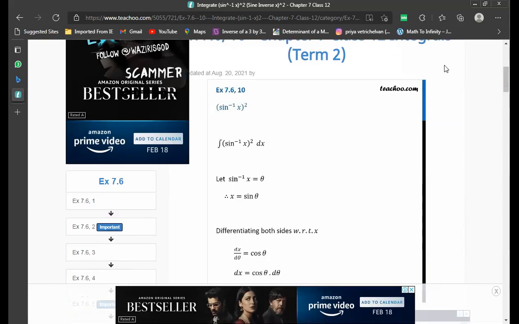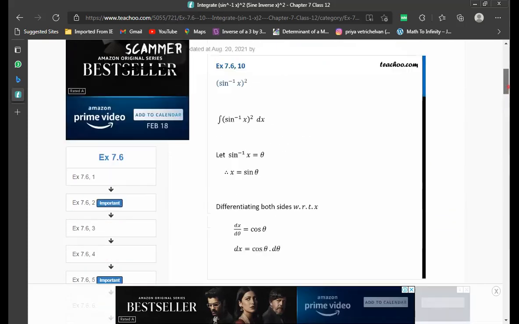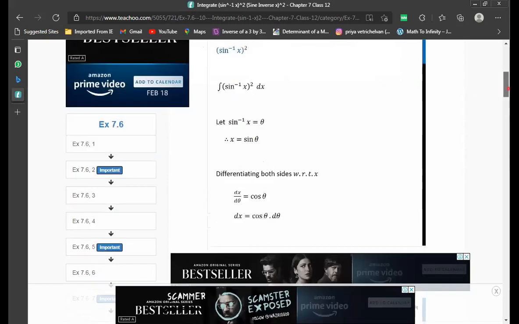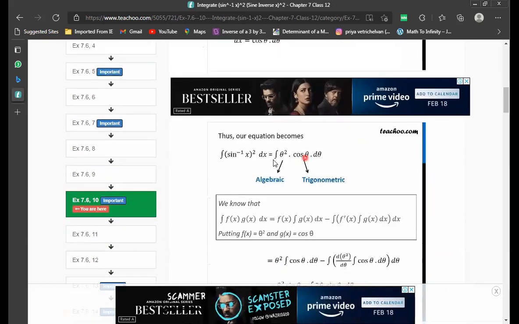So now let's change the question. Sine inverse of x can be changed as, what is sine inverse of x? It's theta. So theta square. And what is dx? Dx is cos theta d theta. That is how we changed.